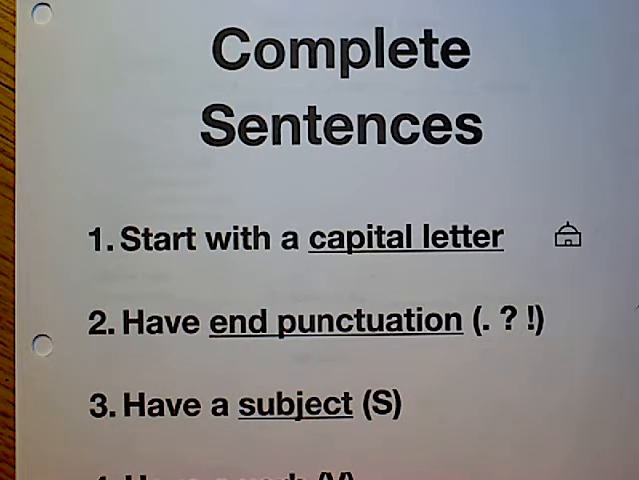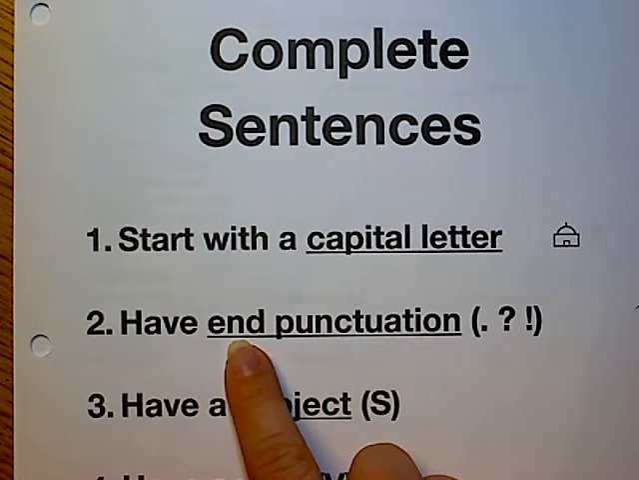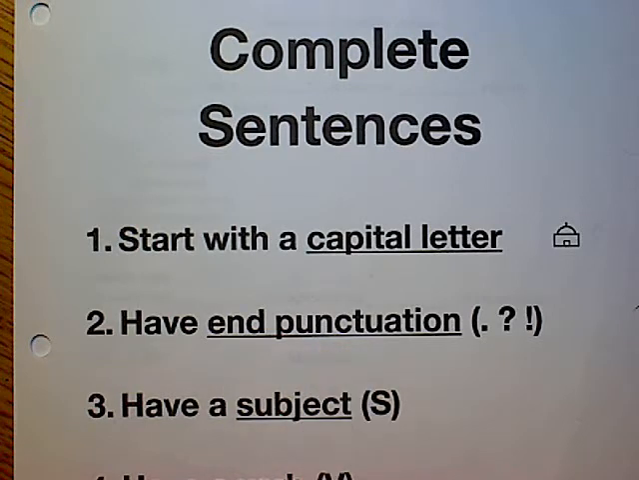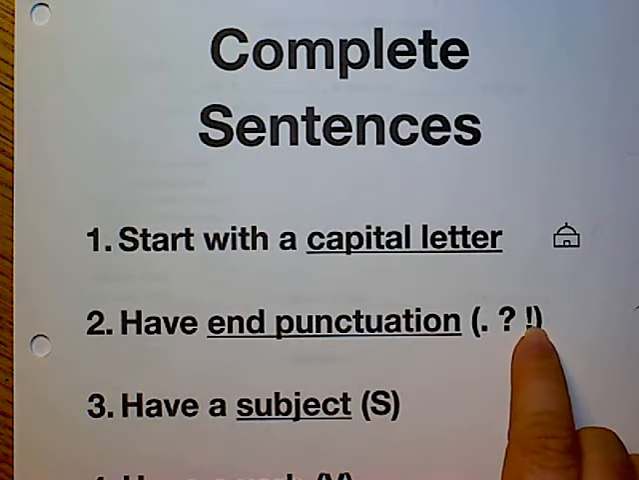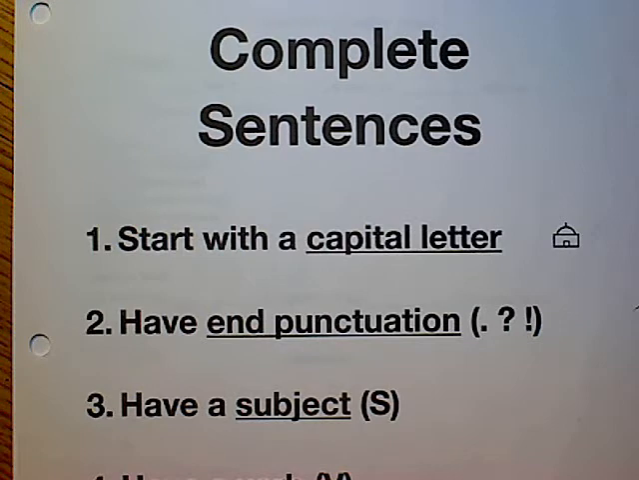So we do call periods end punctuation because periods are punctuation marks that come at the end of a sentence. So what other signals do you have? Of course, let's go over that one more time. You always have a period, a question mark, or an exclamation point. You'll always find one of them at the end of a sentence. Now, we only use one of these 3 punctuation marks at a time to signal the end of a sentence. We use either a period or a question mark or an exclamation point.